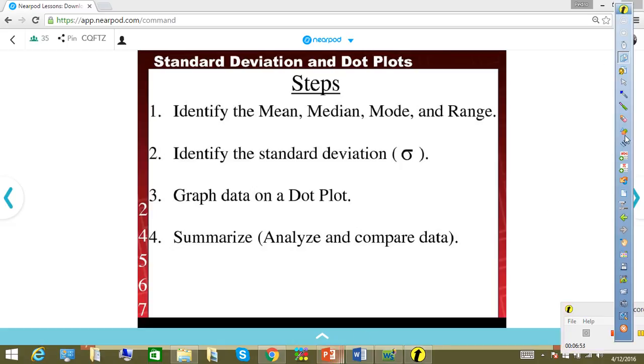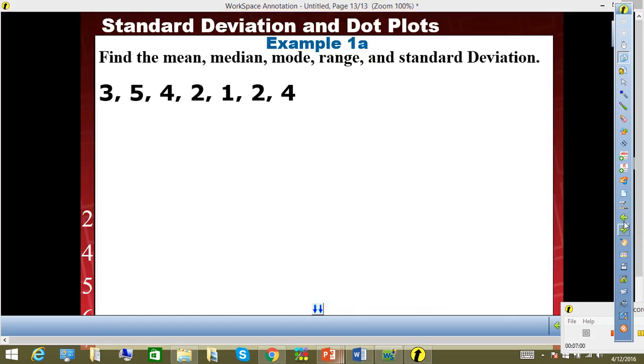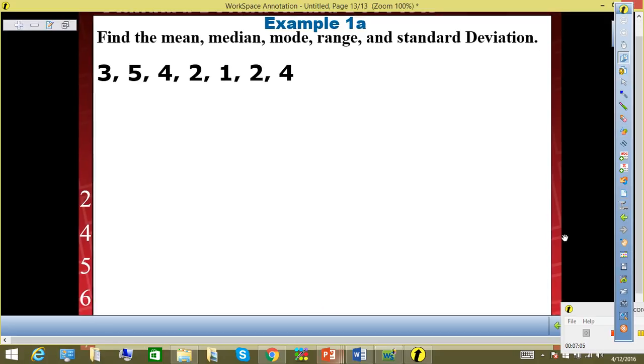And in the back, I want you to copy this example. Example number 1A. And it says, find the mean, median, mode, range, and standard deviation of 3, 5, 4, 2, 1, 2, 4. We're going to do this one together, and it's going to go pretty quick. Just like I said, this is just to recap what we did yesterday. And for those of you that did not do your homework, hopefully this will help you refresh your memory.